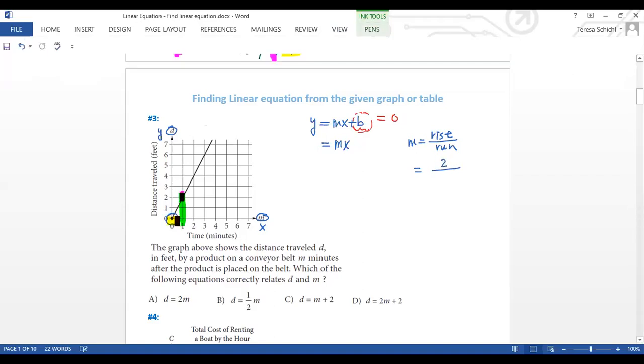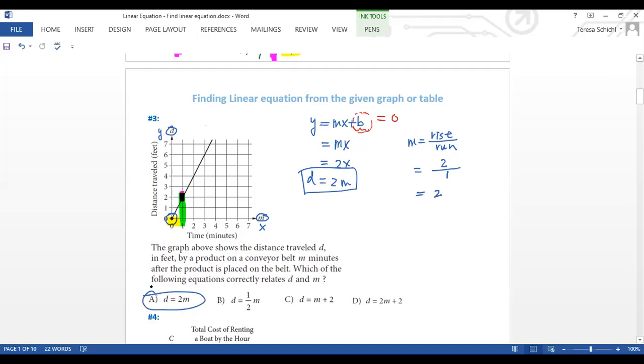The run is from here to here. So how many x units does it run here? 1 unit, right? So this is 1, so it's 2. So I know this is 2x. Now y is d, so d is equal to 2m here. That is the answer, right? So this will be A here.